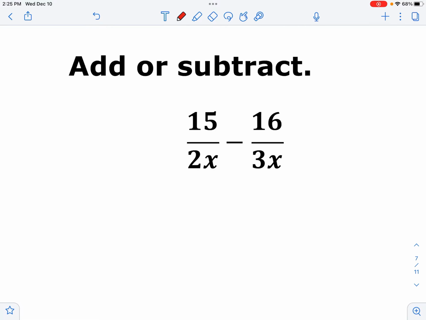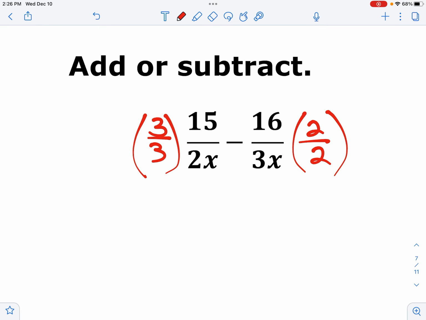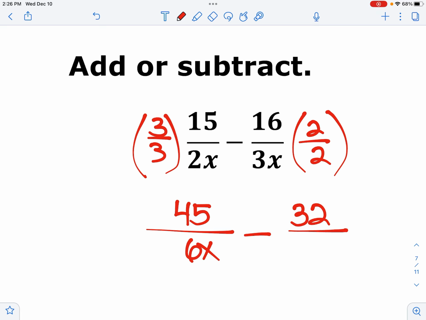Well, they would both multiply into 6x. So that means I want to multiply this first part by 3 over 3, and then this one by 2 over 2, so that I can get a common denominator of 6x. So then on the top, I'm going to have 45 over 6x on the bottom. And then over here, I'll have 32 over 6x.